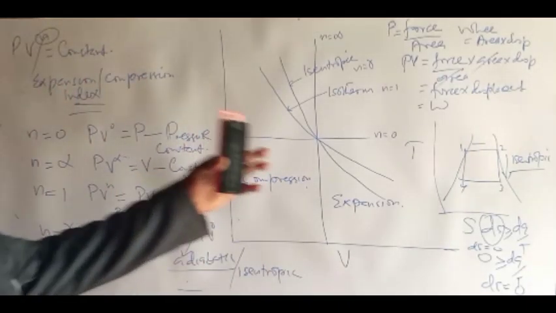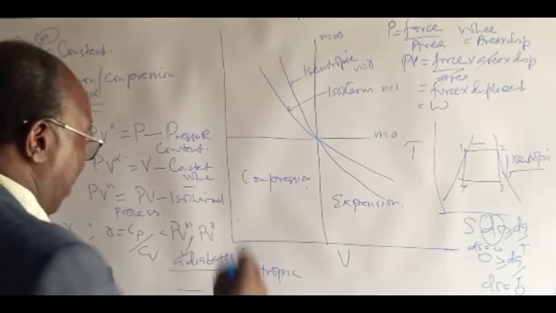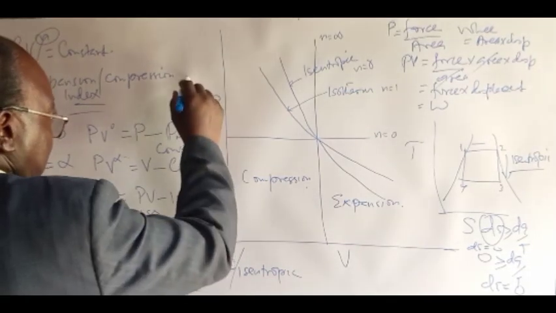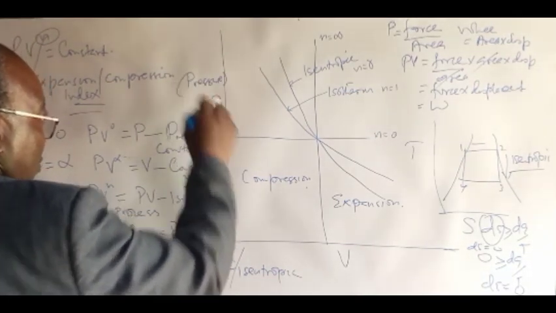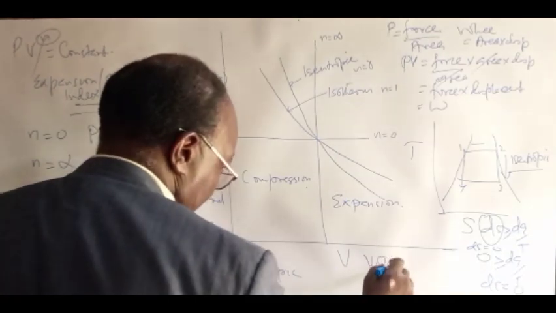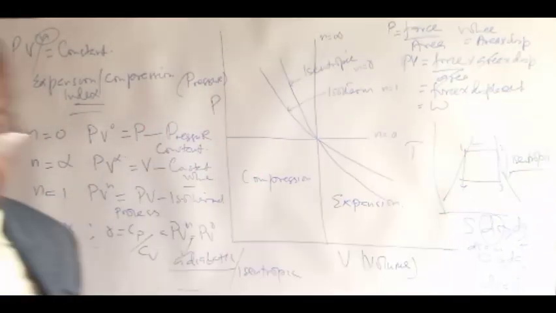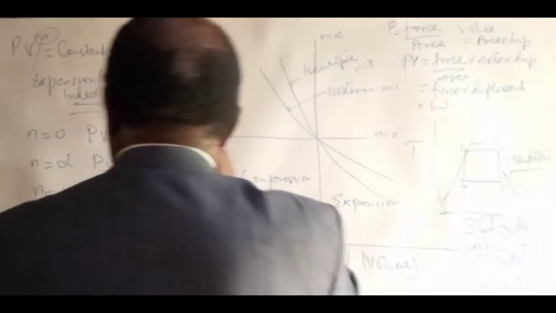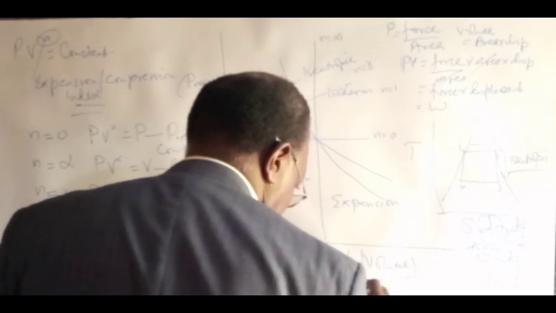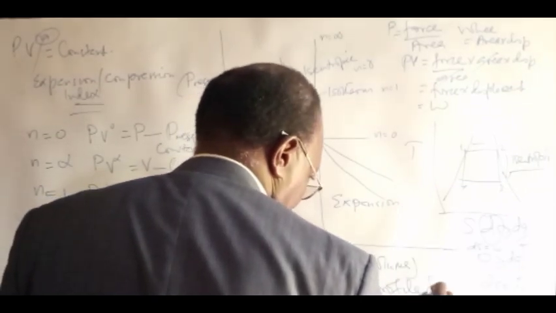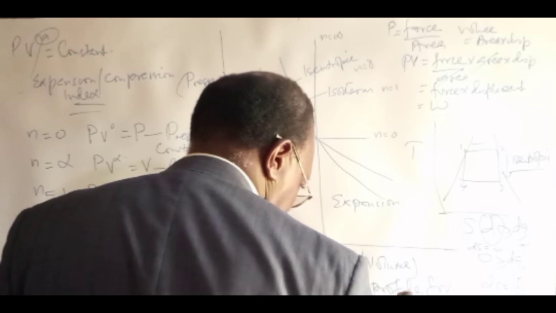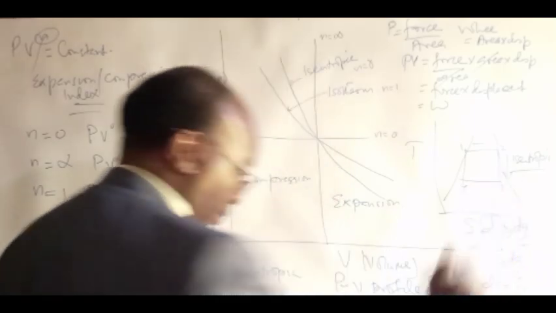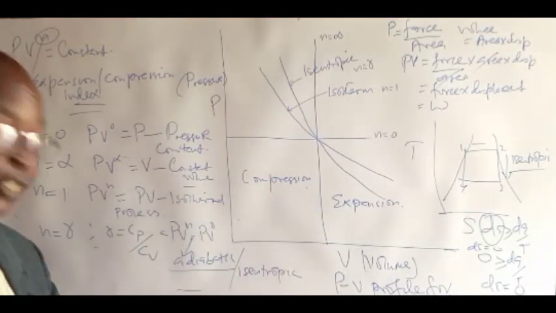So now let us look at the significance of this slope. Because remember, we have pressure and we have volume. What is the significance of the slope? This is the PV profile for these polytropic processes. Now, let us look at the implication of the slope.